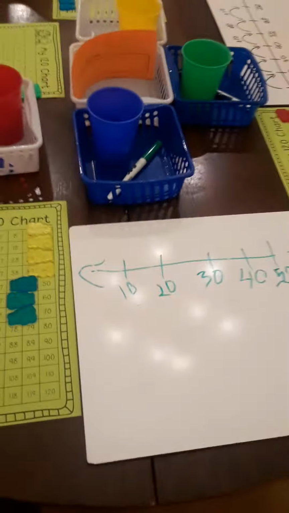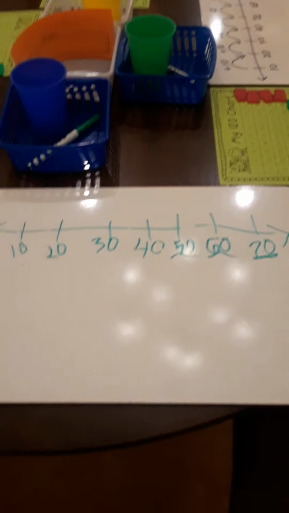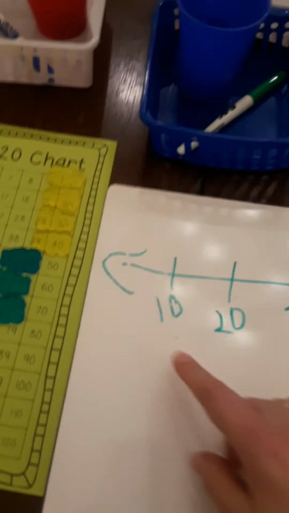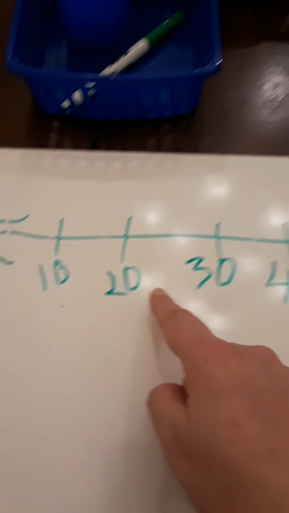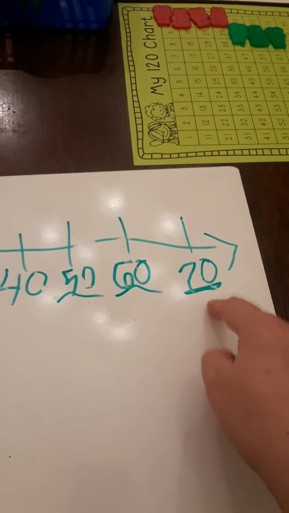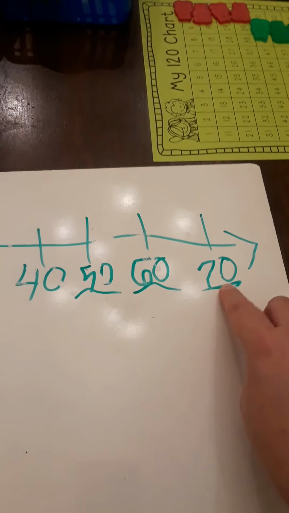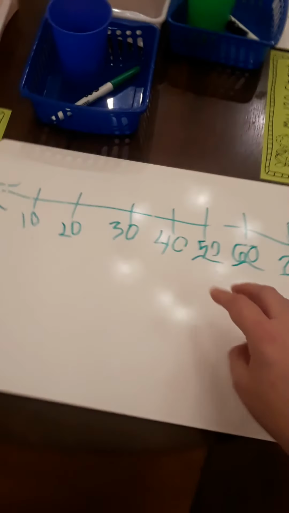But Susie, I'm looking at your board here, and it looks like you drew a number line on your board. So let's take a look at your number line. Looks like your number line starts with 10, then it goes 20, 30, 40, 50, 60, 70. So it looks like you filled those three numbers in right there. Okay, good job. So you skip counted by tens too.